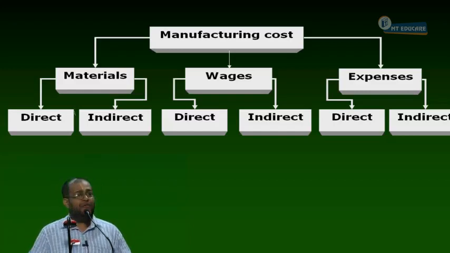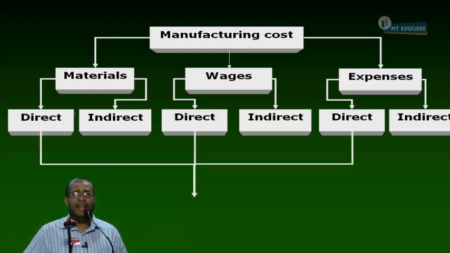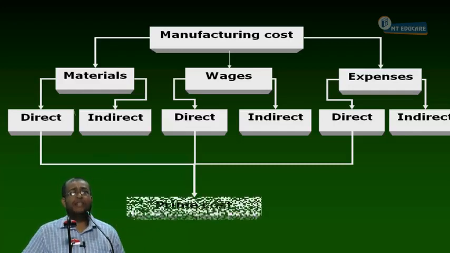Now tell me, in a factory, what are the three types of cost I spend? Material, wages, and expenses. Material can be classified into two: direct and indirect. Wages, direct and indirect. Expenses, direct and indirect. All this has a common thing: everything is manufacturing only. Now, what I do is, the direct material, the direct wages, and the direct expenses, when I want the total, I get something called prime cost.